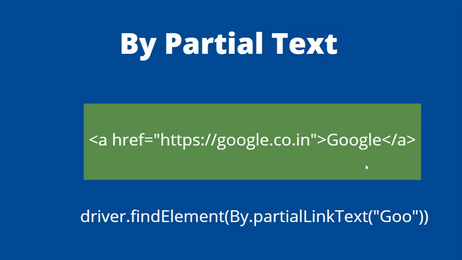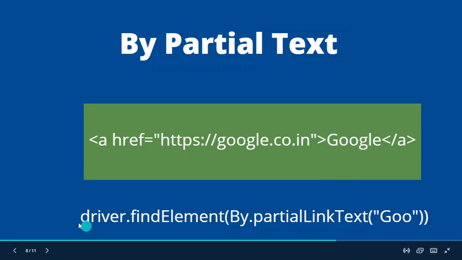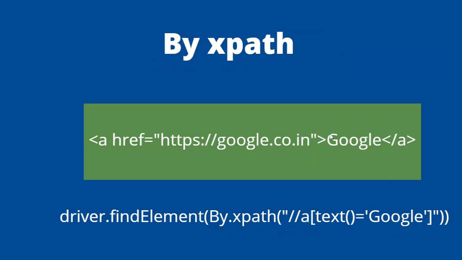And the next one is by partial link text. In the previous technique, we used the whole text of the Google link to identify it, and in this we need not give the whole text, we can give only the partial text of the link. So that can be done by driver.findElement by partial link text, and we will be giving only the partial text of the link. And the next locator technique is by XPath, which is very popular among all.